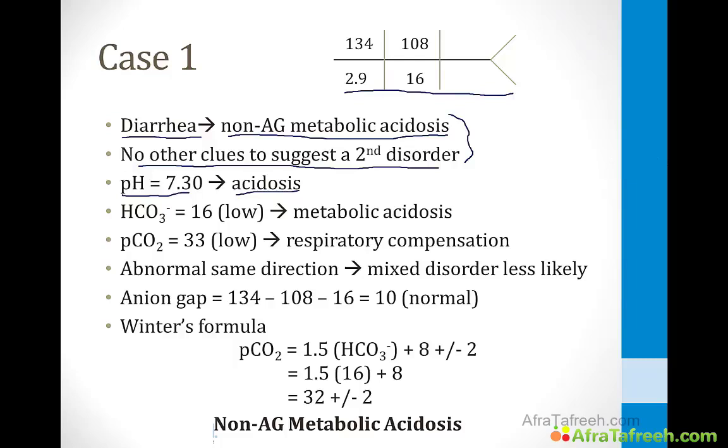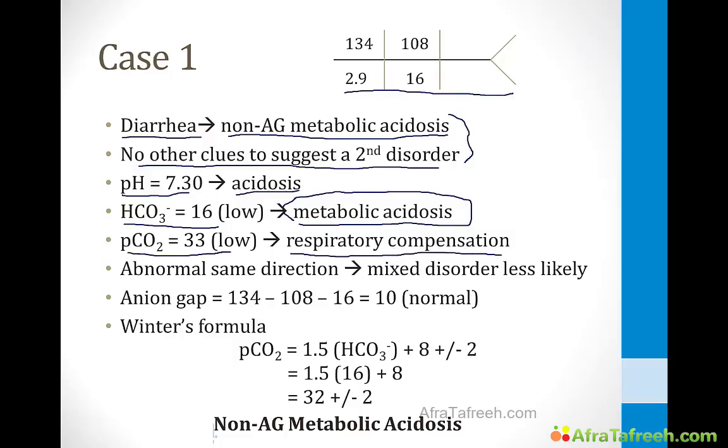So once we know we have an acidosis, we look at the bicarb and the CO2 to determine which type of acidosis it is. We have a bicarb of 16, which is low. Recall that 24 is a normal bicarb, so that means we have a metabolic acidosis. Anytime you have a low bicarb, you have a metabolic acidosis. We then look at the PCO2 and see that that's also low, and that means we have respiratory compensation. When both are abnormal in the same direction, meaning both are low or both are high, it means it's very unlikely you have a mixed respiratory and metabolic disorder.